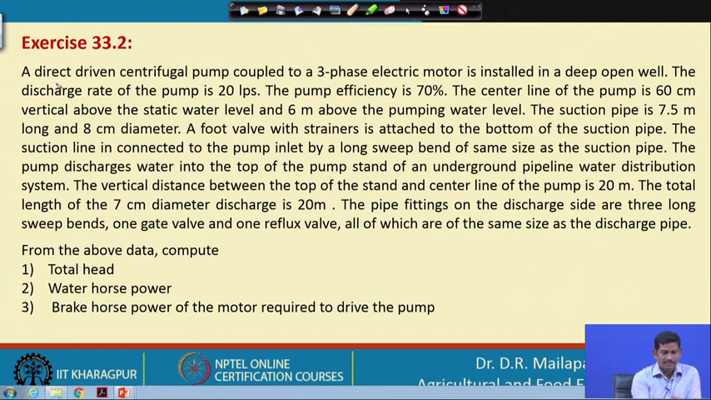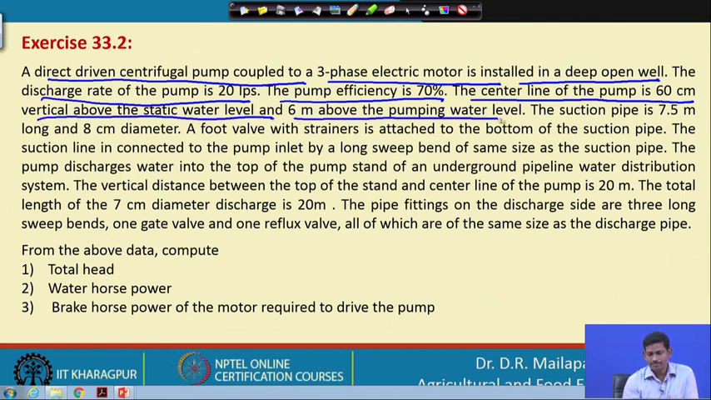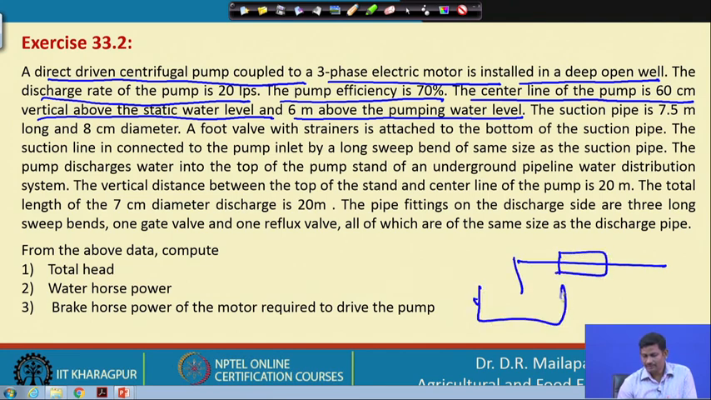A direct driven centrifugal pump coupled with a 3-phase electrical motor is installed in a deep well. The discharge rate of the pump is 20 LPS. The pump efficiency is 70%. The center line of the pump is 60 centimeter vertically above the static water level and 6 meter above the pumping water level. So, that means this is the pump, and you have the water source just below the pump center line.